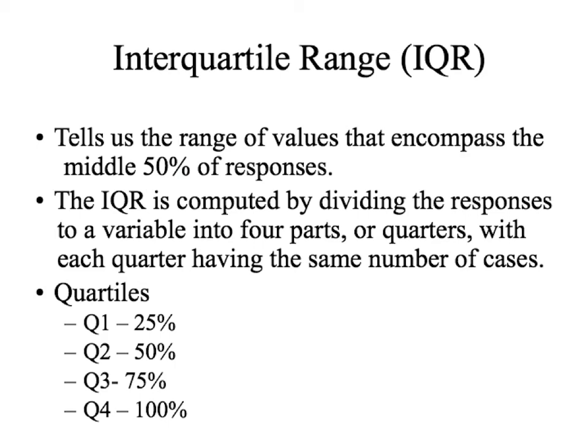So for the IQR, you divide up the data into fourths or quarters, and each quarter has the same number of cases. So quarter 1 is where the first 25% of cases fall. Quarter 2 is where 50% of cases fall. Quarter 3 is 75%, and quarter 4 is 100%. Quarter 2 is also known as the median. It's where half of the data are above and half of the data are below.